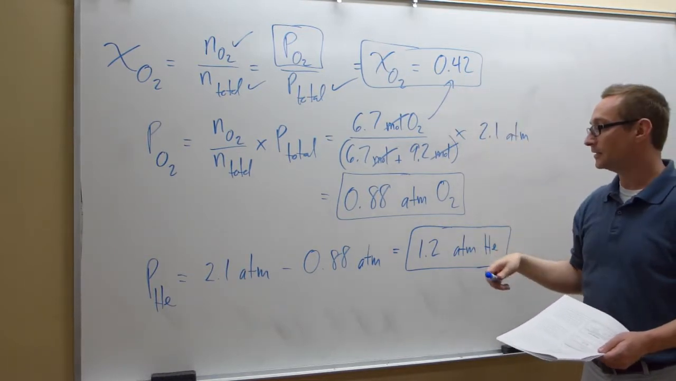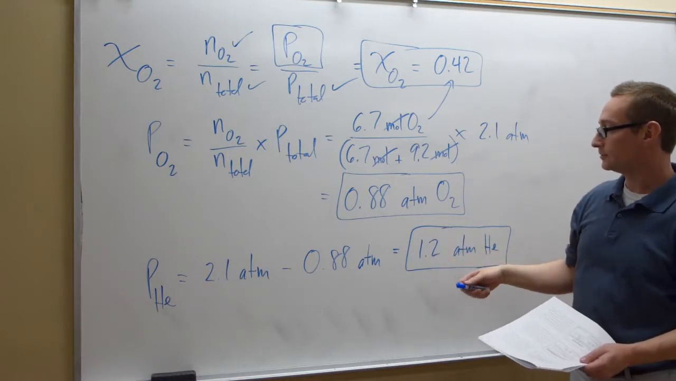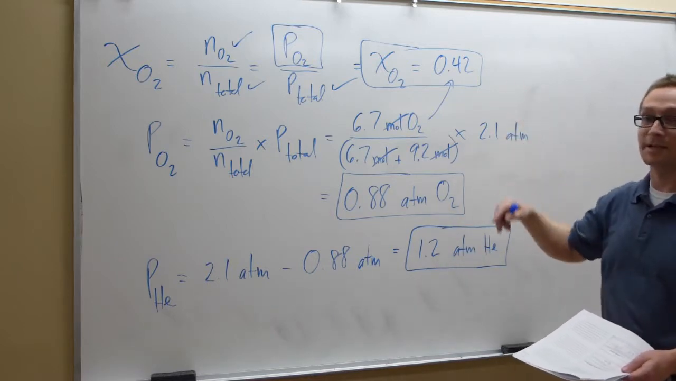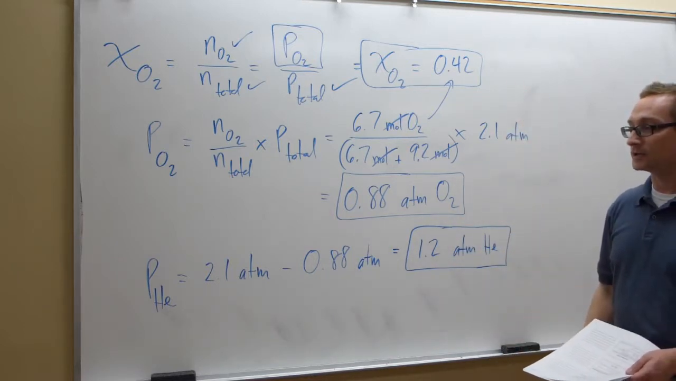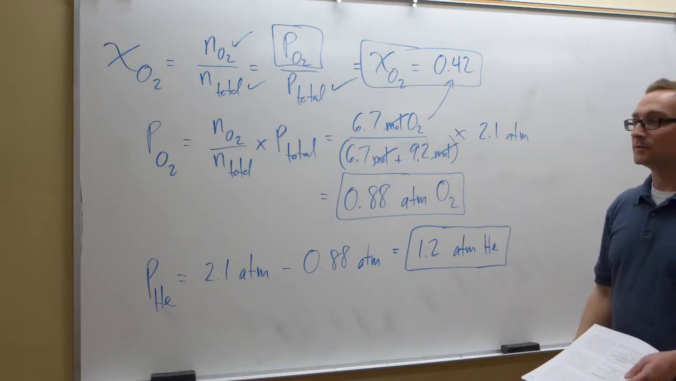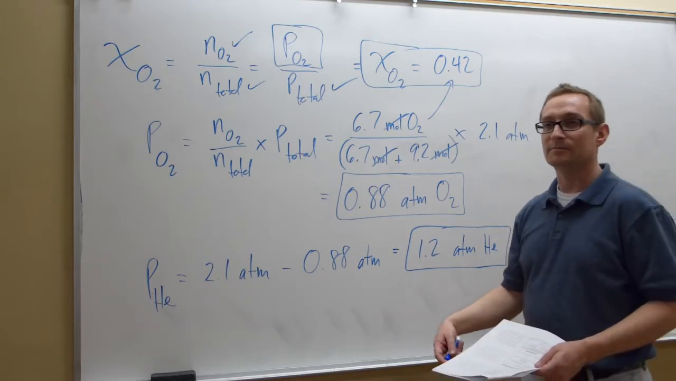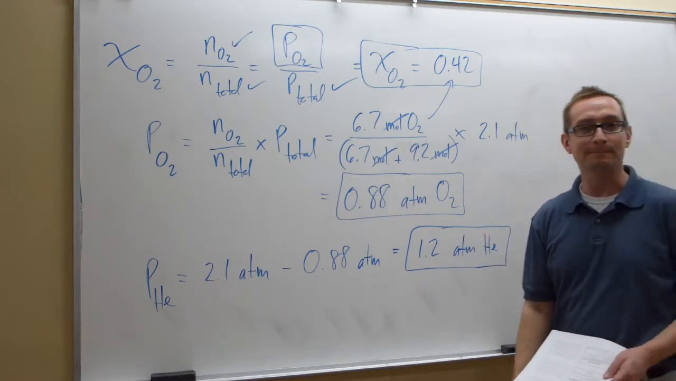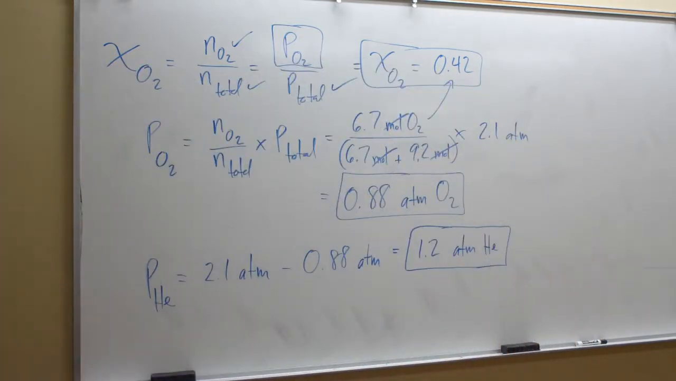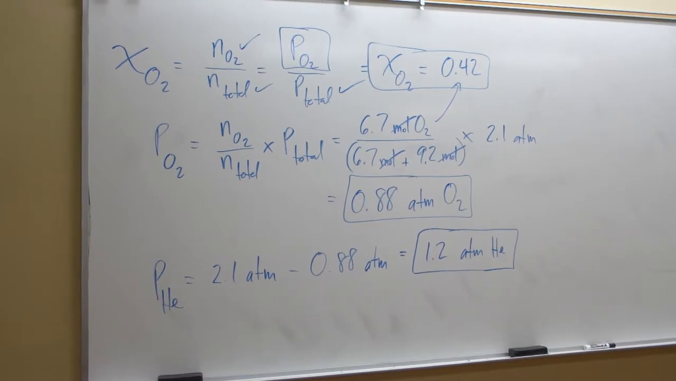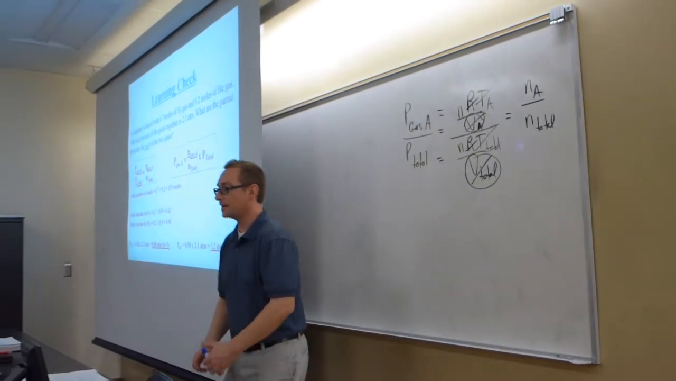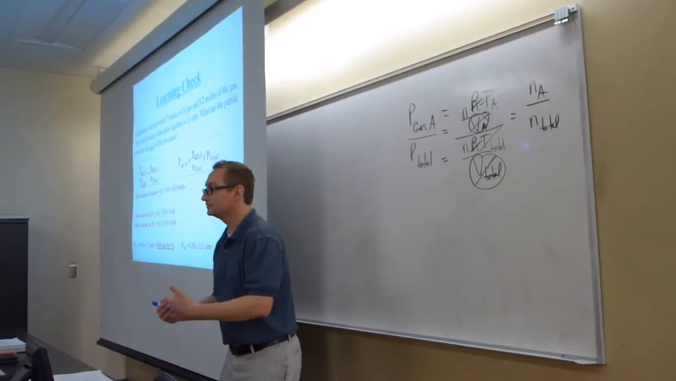42%. Right. And this would be whatever this divided by 2.1 would come out to be, which really would be like 58%, right? So the mole fraction of helium is 0.58. So you can think of the mole fraction as a percentage of the gas, but in decimal form. Okay. Any questions on mole fraction, partial pressure?